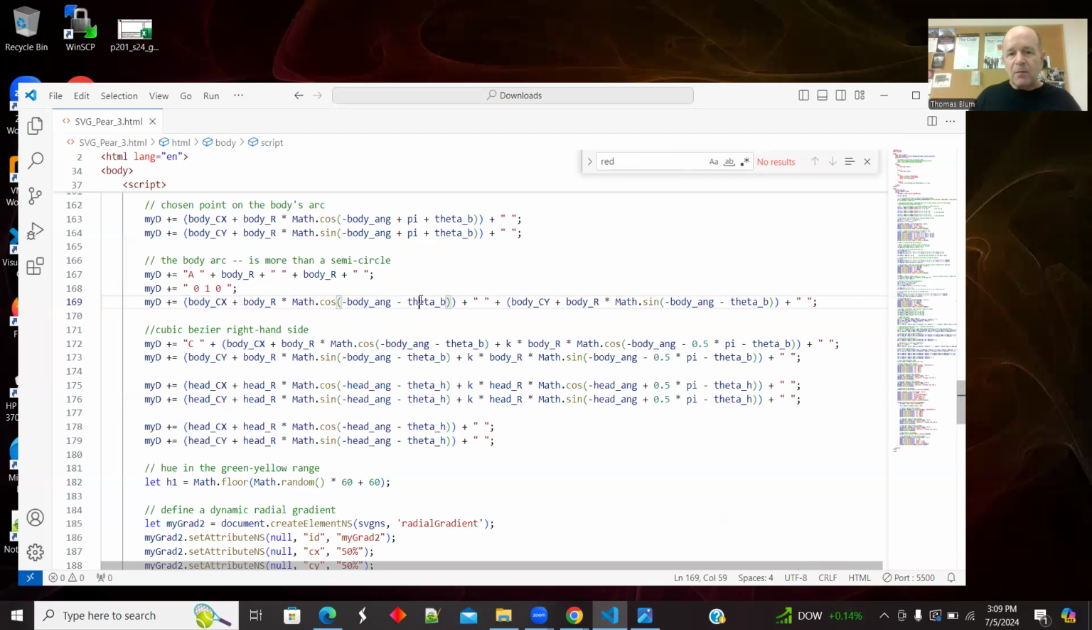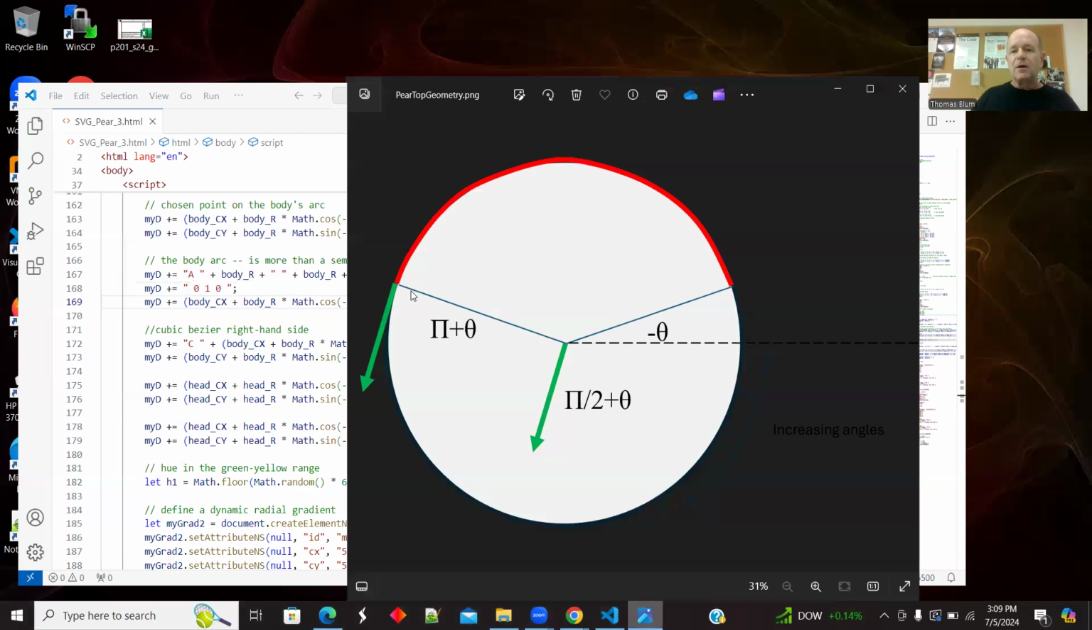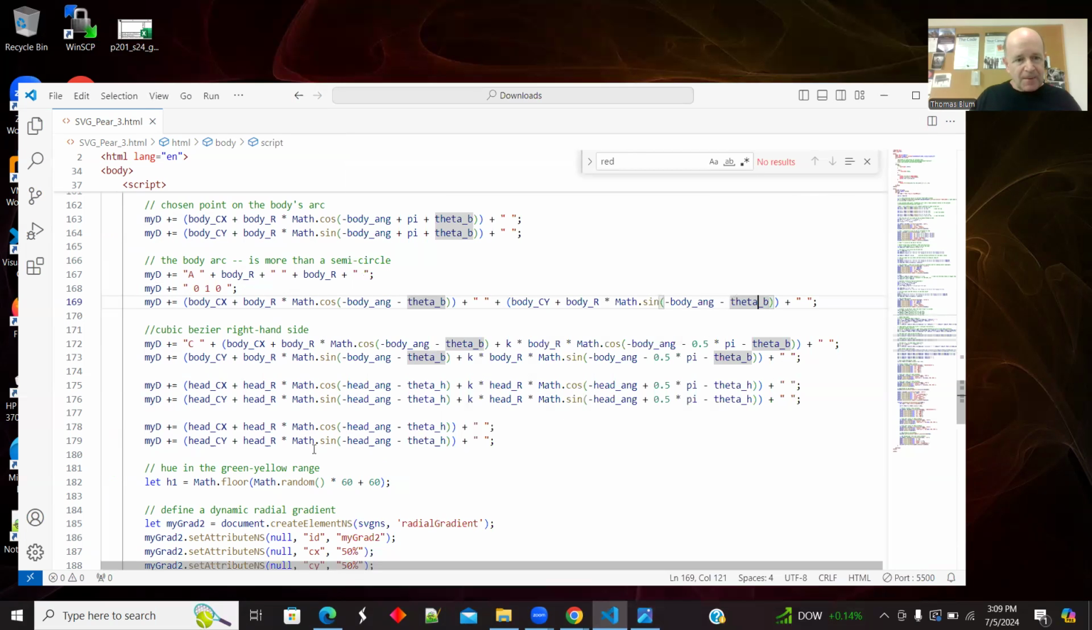And so I'm minus theta and minus theta. And that is getting me sort of over here. Remember, with the body, I'm going sort of from here to here. So this showed in red was the top. Now I'm grabbing the other side, sort of. So I'm starting from left to right. So now I'm doing more than a semicircle. And that was here, the second arc, the body arc.